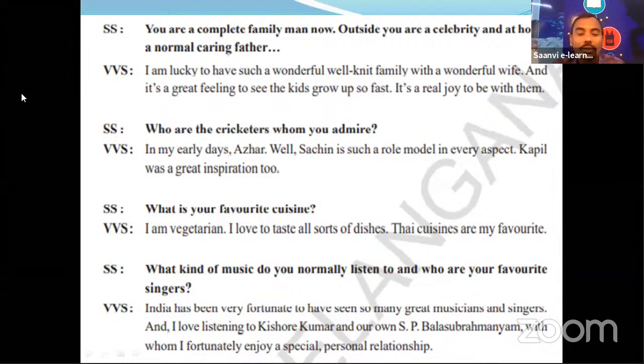"And I love listening to Kishore Kumar." Who is Kishore Kumar? He is a great singer from Bollywood. He used to sing a lot of Hindi songs, and he has many famous songs to his credit as well. "And our own SP Balasubramaniam." SP Balasubramaniam is also from Telangana, and he is a great singer. "In South India, no other singer is as great as SP Balasubramaniam, according to my opinion."